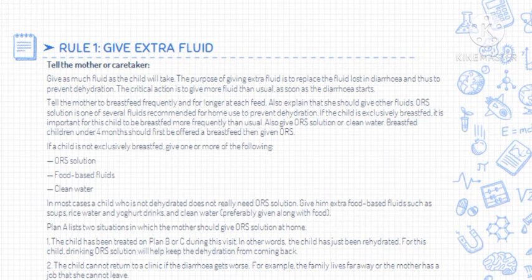Plan A lists two situations in which the mother should give ORS solution at home. First, the child has been treated on Plan B or C during this visit. In other words, the child has just been rehydrated. For this child, drinking ORS solution will help keep the dehydration from coming back. Second, the child cannot return to a clinic if the diarrhea gets worse.